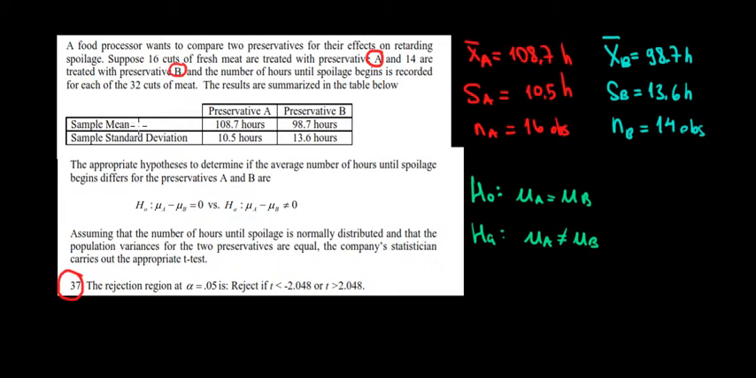These are the sample means, so the averages of the samples for A and for B, the sample standard deviations for A and for B, and we have the following hypothesis: either the difference is 0 or different than 0. Now, assuming that the number of hours until spoilage is normally distributed and that the population variances are equal, so we assume equal variances, we are performing a t-test. Now, what's going to be the rejection region for this test?